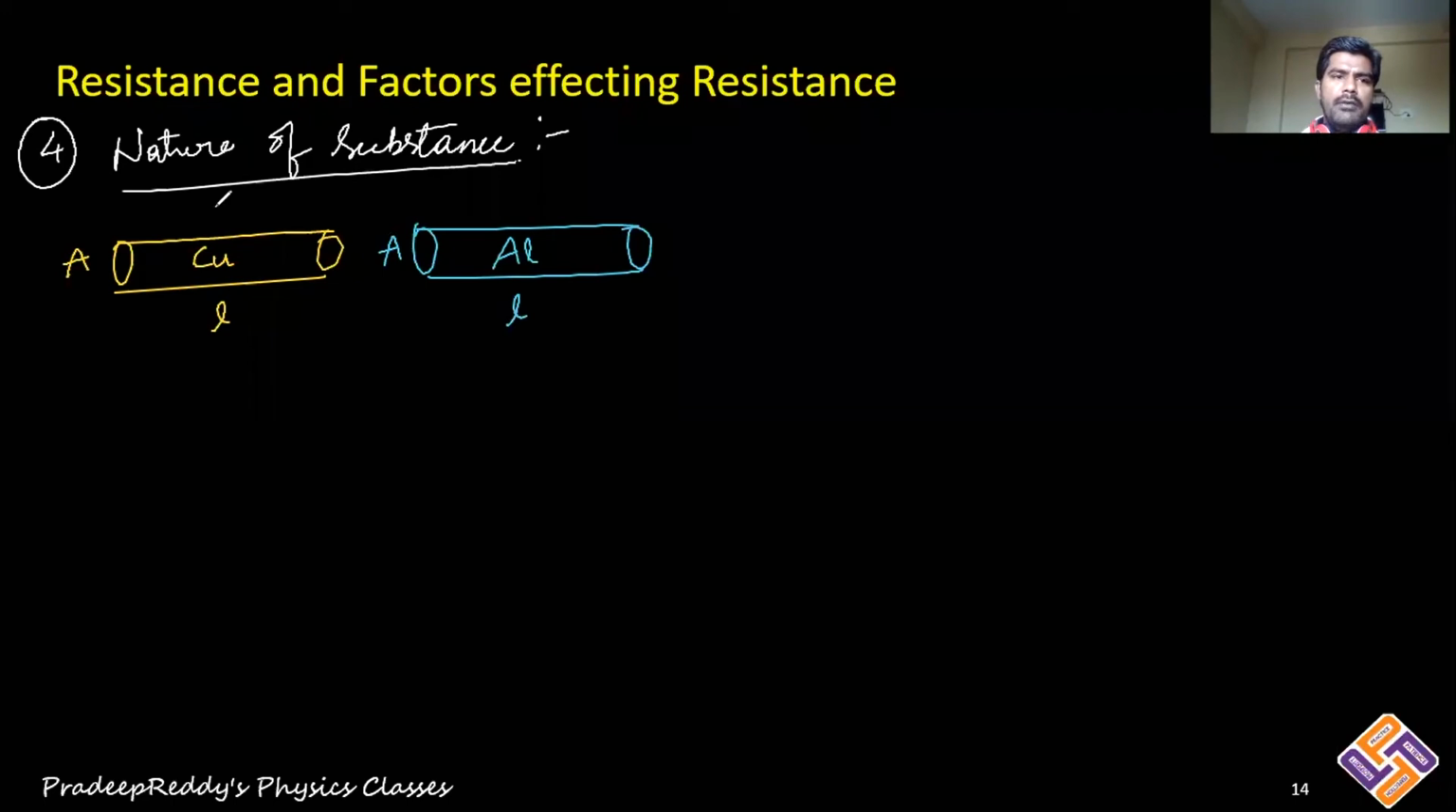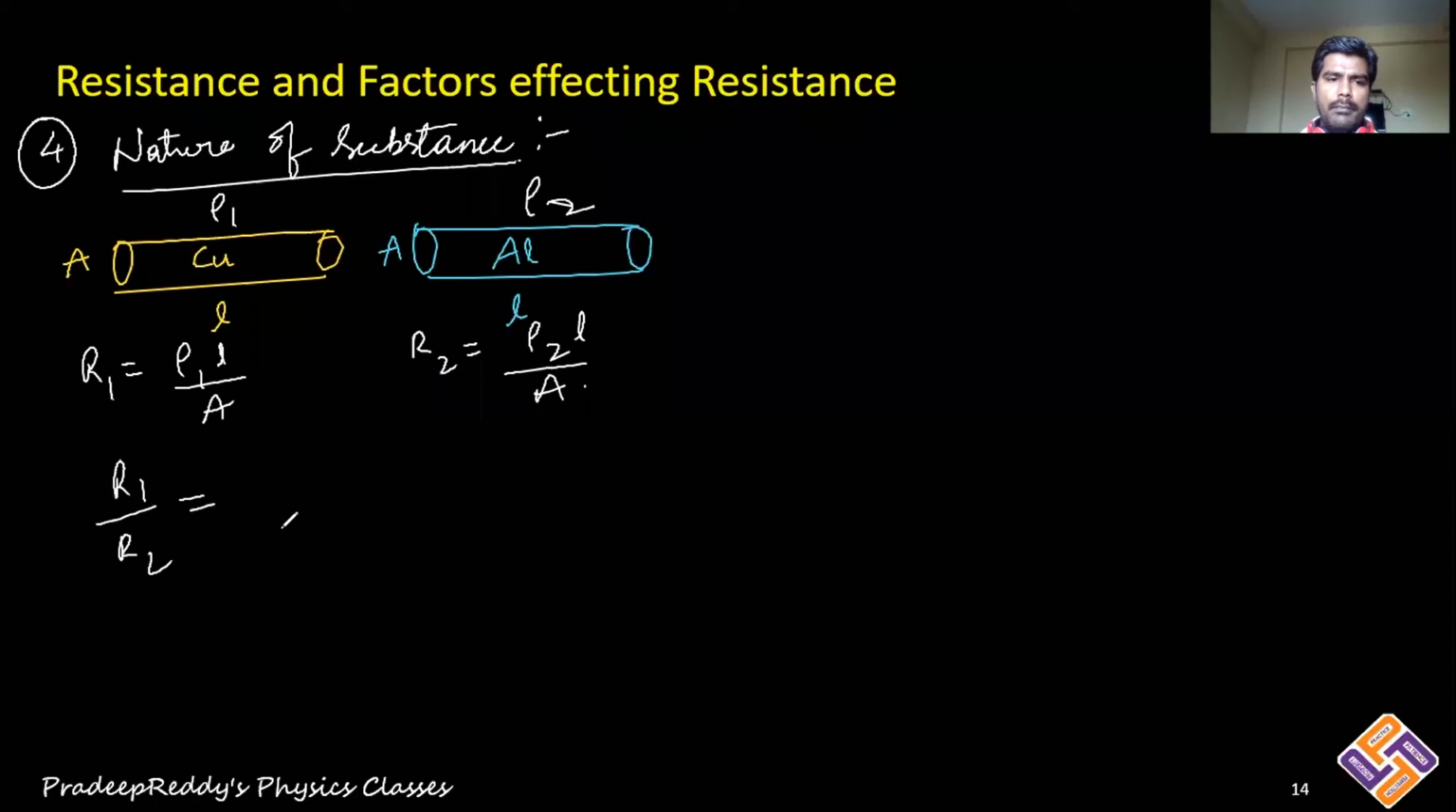So the first material has resistivity ρ1, the second material has resistivity ρ2. Then what do you write? Resistance for the first conductor R1 is equal to ρ1 L divided by A. For the second one it is ρ2 L divided by A. How do you write this? R1 by R2 is equal to ρ1 divided by ρ2.